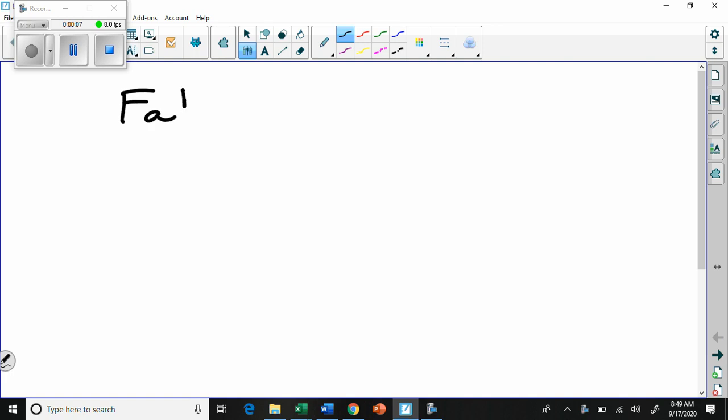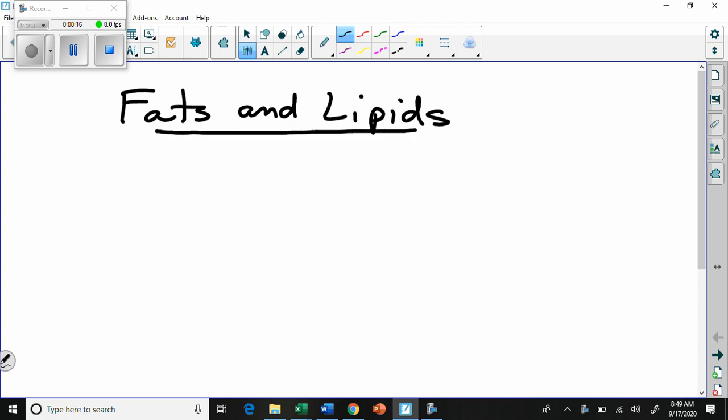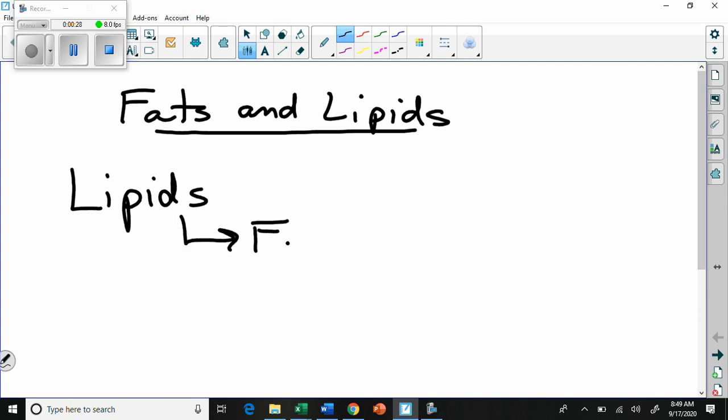Fats and lipids. So these two terms are often used interchangeably. Lipids, fats. Technically, I think the group of chemicals are called lipids, and fats are one of the things in this group. There are some other things too, like steroids, that are also lipids. But people use these two words interchangeably, so you'll often see that. But you should understand that fats are really one group of a bigger class of lipids.